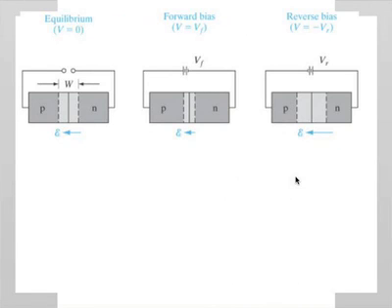Okay, so first, like I said, let's define what the bias voltages mean. Essentially, at equilibrium, no voltage is applied. In forward bias, you have an applied voltage of VF, where the positive terminal of the battery is connected to the P type of the material, the negative terminal of the battery connected to the N type. You can see this is the built-in field.